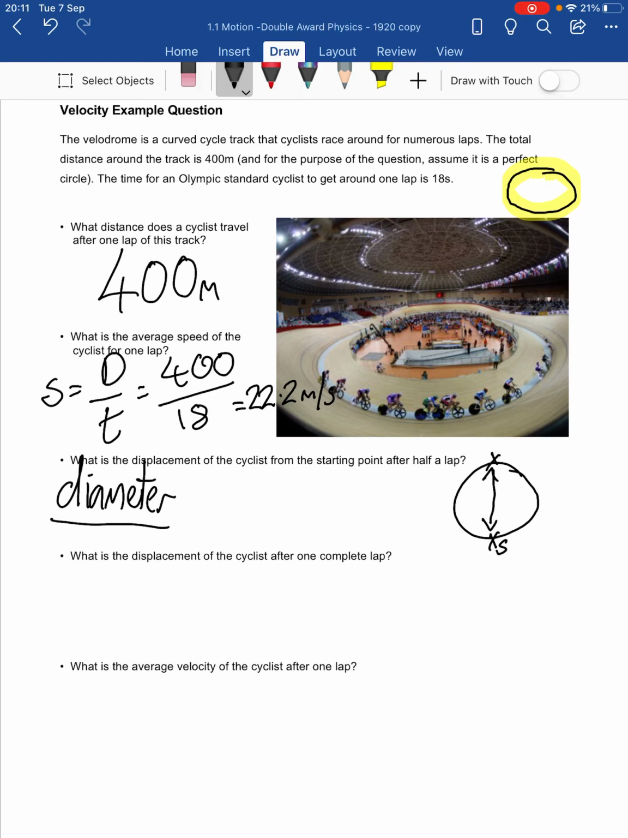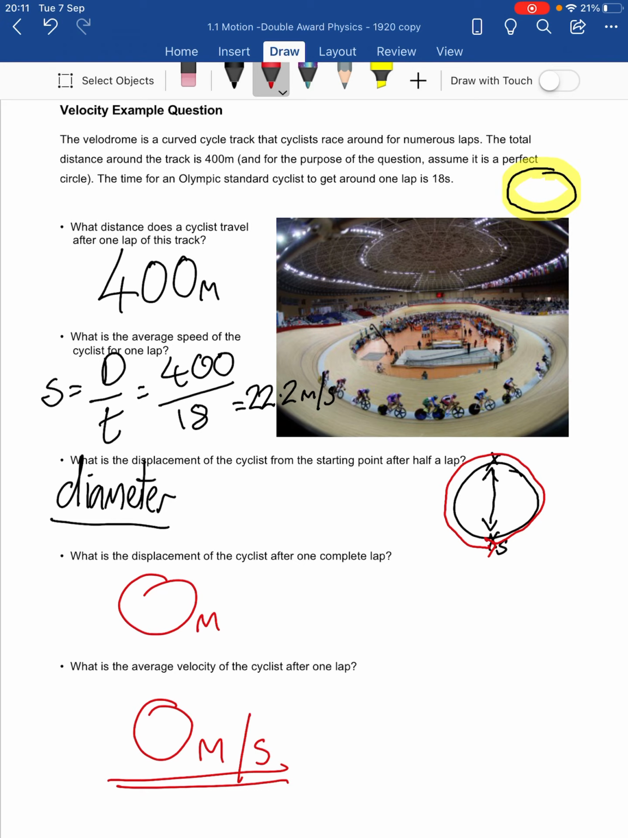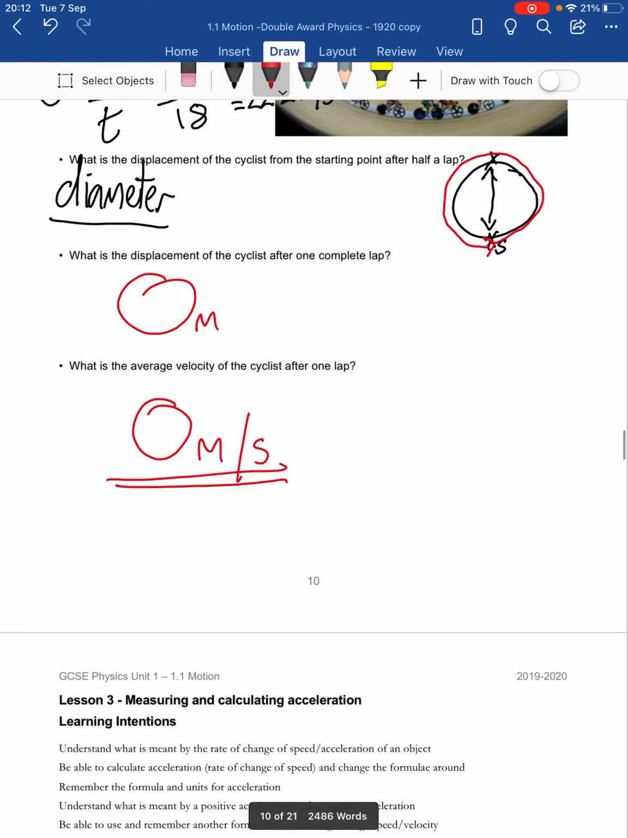What's the displacement of the cyclist after one lap? Well, after one lap, he or she has gone round and ended up back where they started. So it's 0 meters. So this means that our Olympic cyclist, who has given all that they've got, after one lap, we would be within our rights to say their average velocity is 0 meters per second. Simple as that.